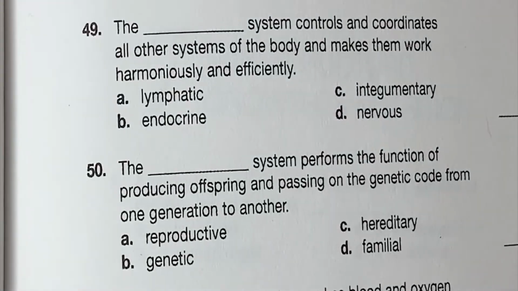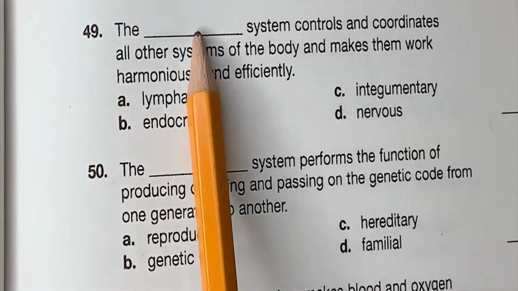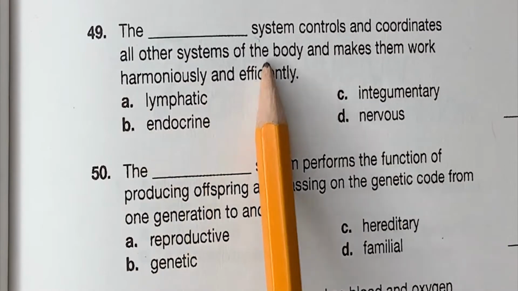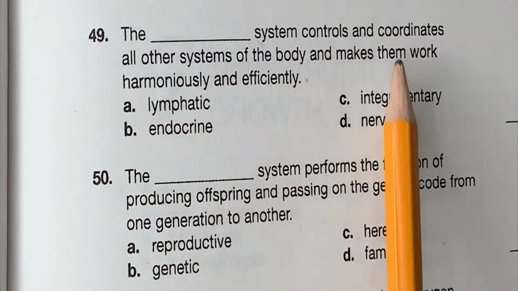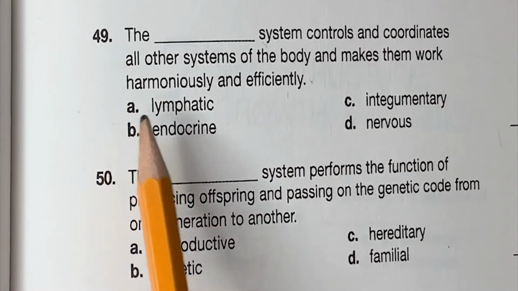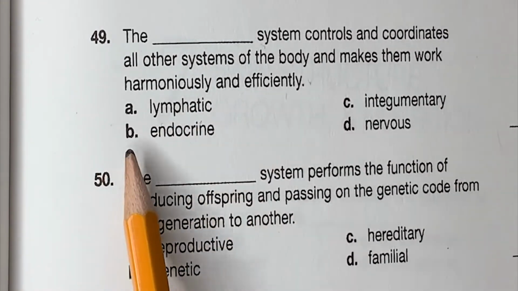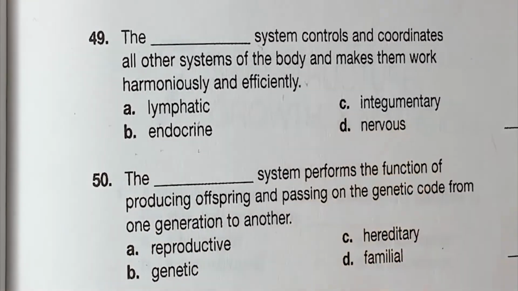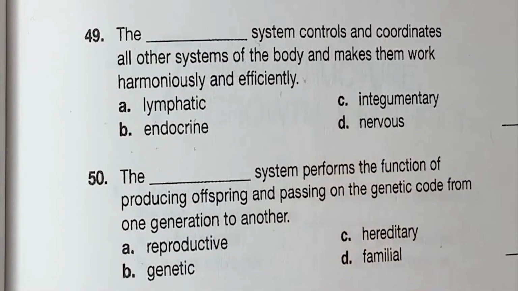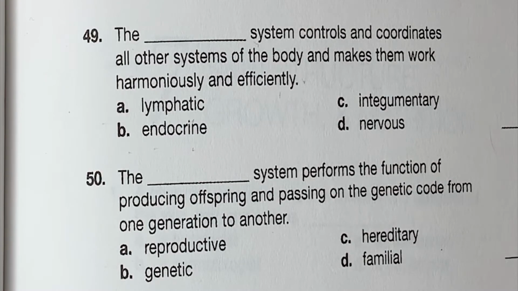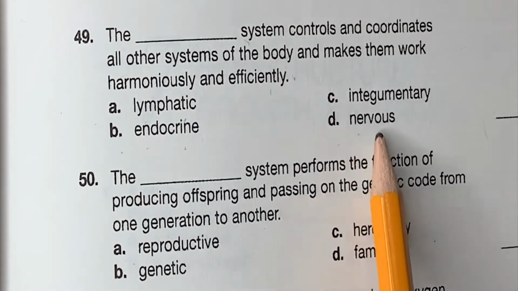49. The blank system controls and coordinates all other systems of the body and makes them work harmoniously and effectively. Is it A, lymphatic, B, endocrine, C, integumentary, or D, the nervous? And your correct answer is D, the nervous.